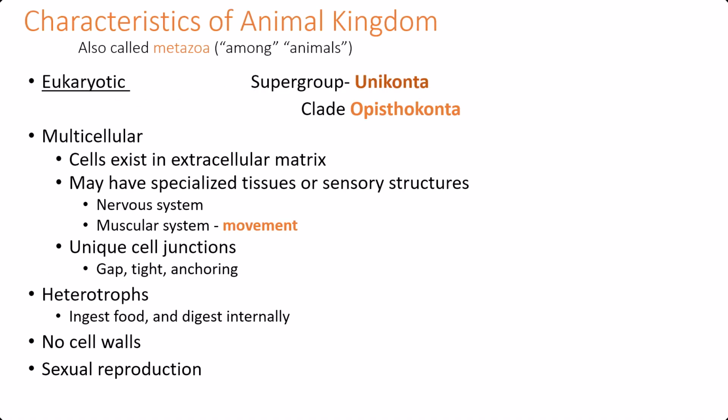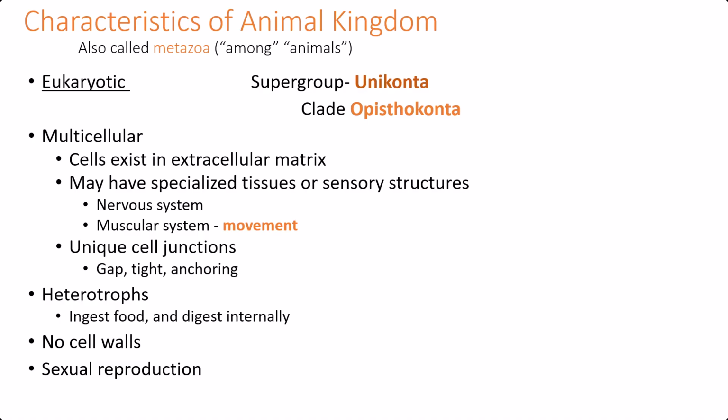So animals are all eukaryotic and multicellular. They're in the supergroup Uniconta and the clade Opisthokonta. Their cells exist in an extracellular matrix, and some of them have specialized tissue or specialized sensory structures like a nervous system or muscles for movement. They've got unique cell junctions. If you remember from Bio 1, those gap junctions, tight junctions, and anchoring junctions.